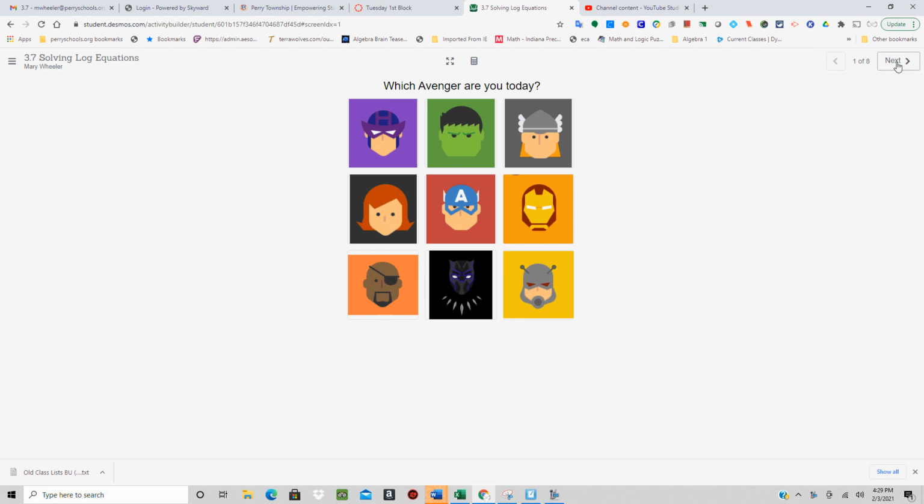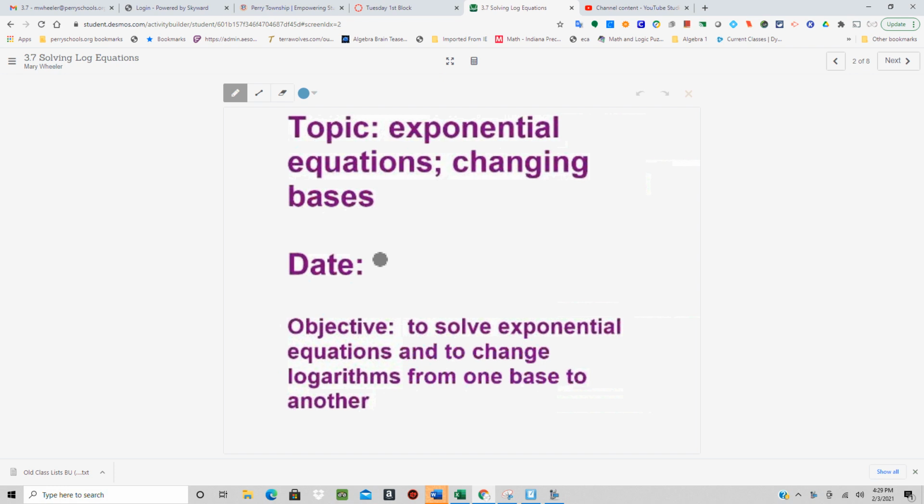So I'll let you pick out what Avenger you are. I'm Nick Fury, because he's the coolest. Today's date is today.